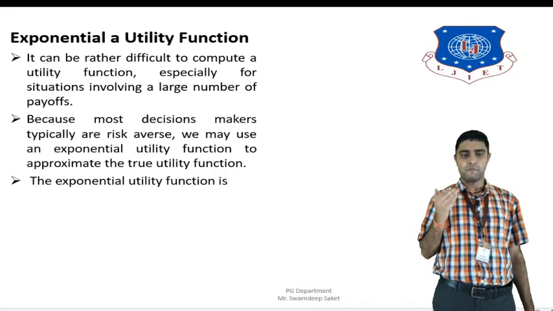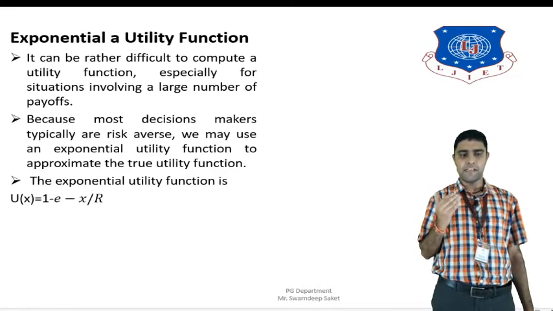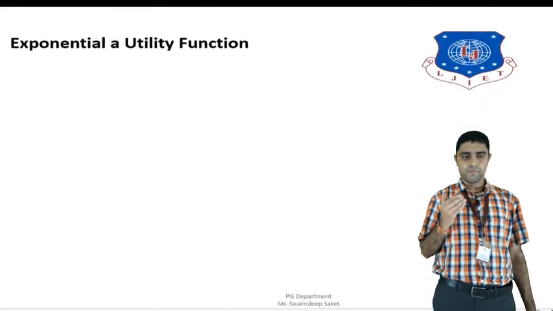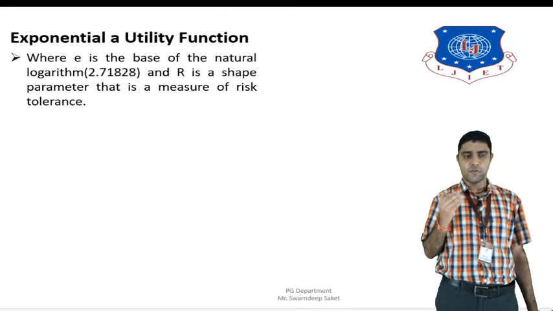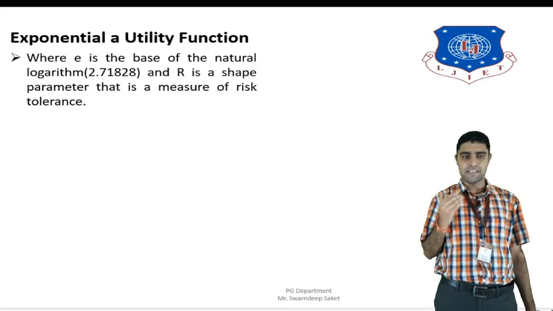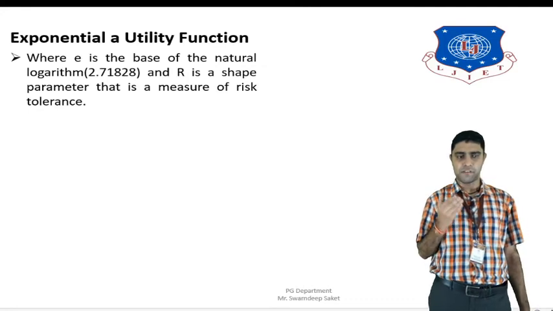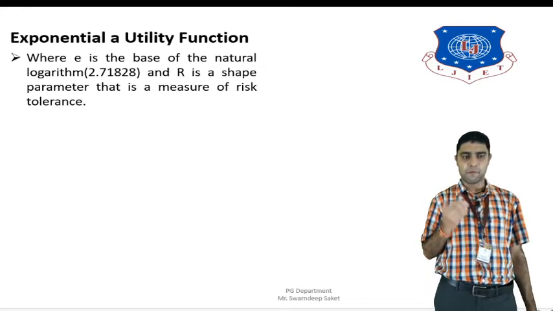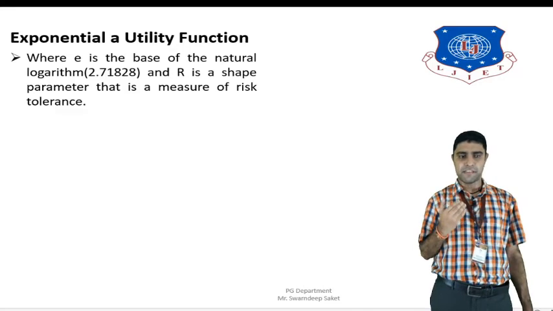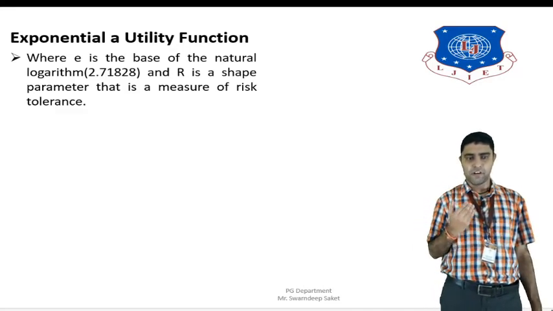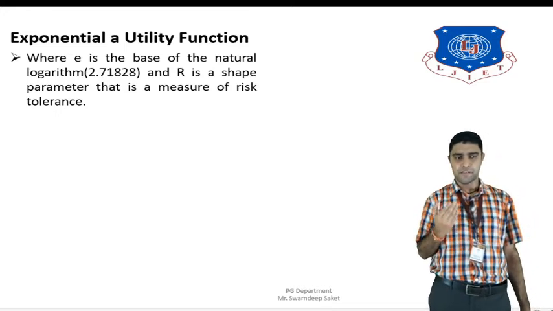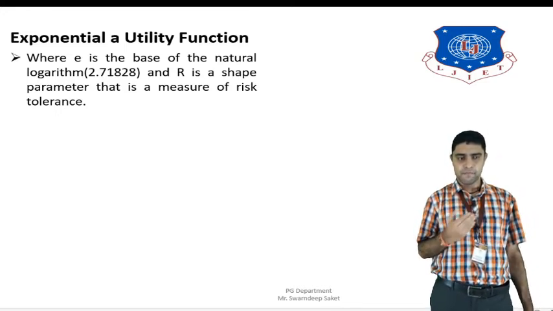The exponential utility function formula is U(x) = 1 minus e raised to minus x by R, where e is the base of the natural logarithm. The value of e is 2.71828 and R is the shape parameter. So it is calculating the utility curve as an exponential curve, and R determines what shape it takes, and it measures the risk tolerance in business analytics decision making. So risk tolerance also plays an important role in the exponential utility function.